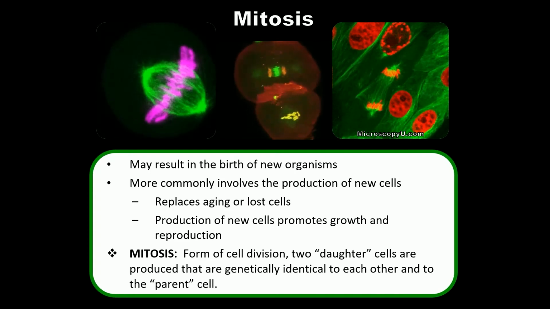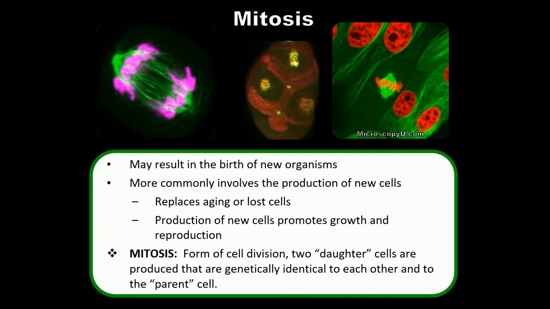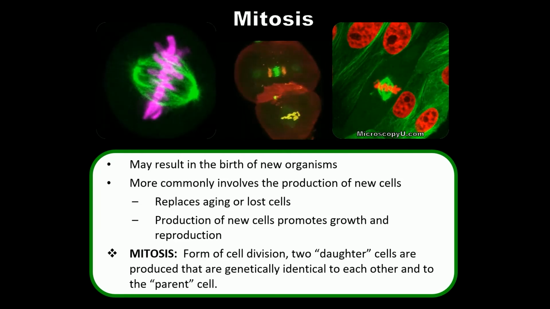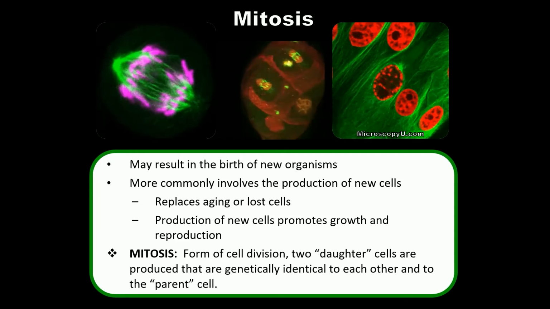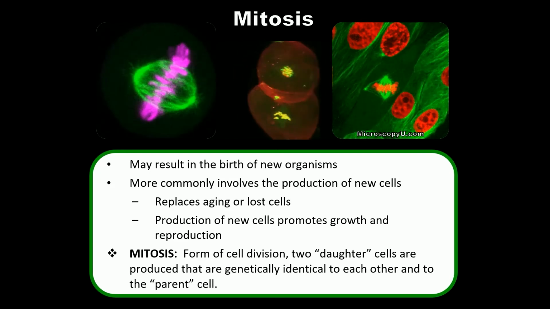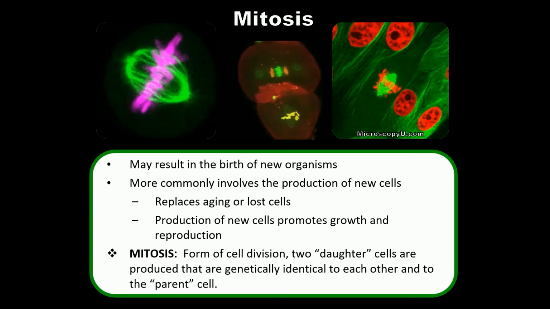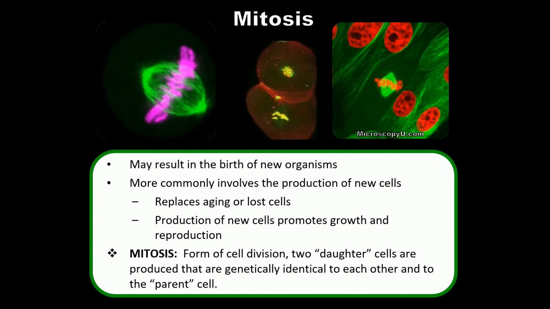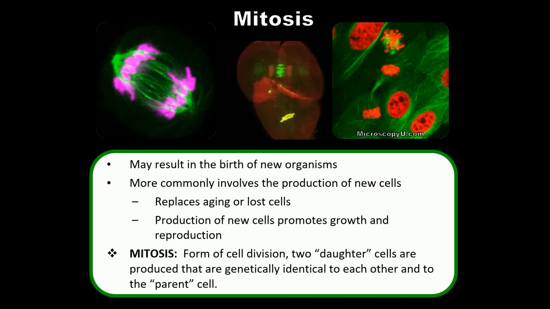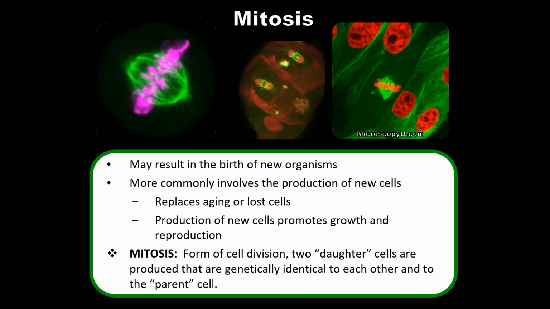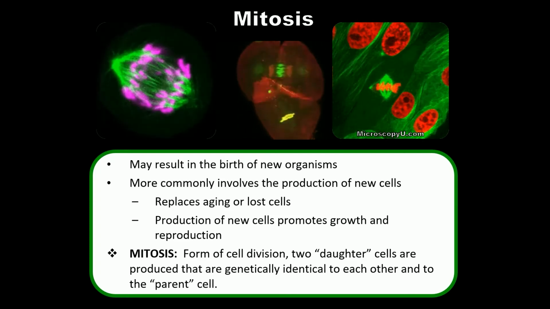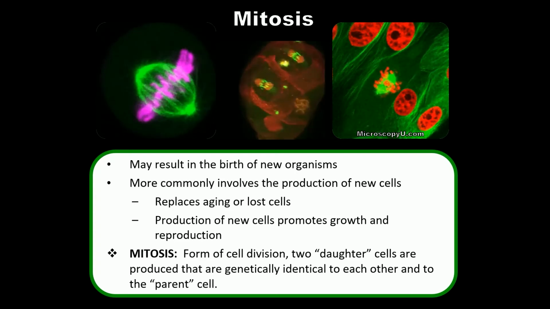Maybe a single-celled organism needs to replace itself. Or maybe you are a child and you want to grow up to be an adult. Well, you don't grow by having your cells get bigger. You grow by making more and more and more cells. So there's lots of reasons why your cells might need to undergo mitosis. And again, mitosis is the form of cell division where 2 daughter cells are produced that are genetically identical to each other and to the original parent cell or to the original mother cell.